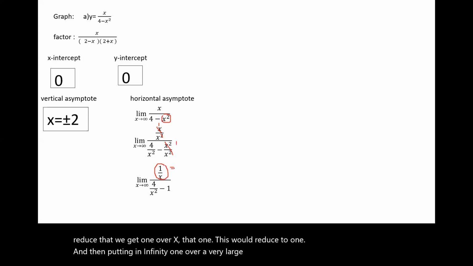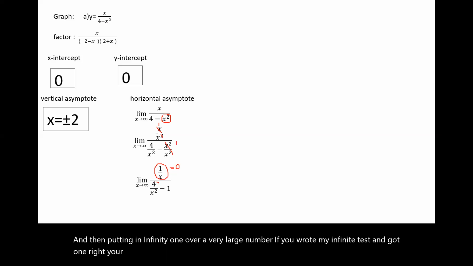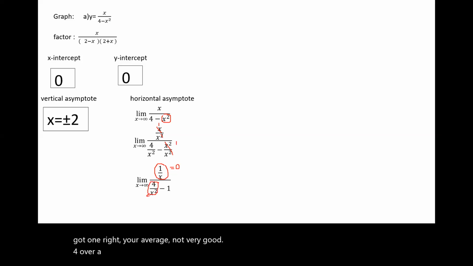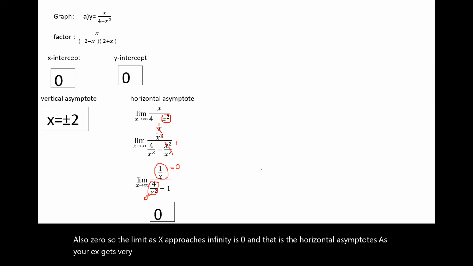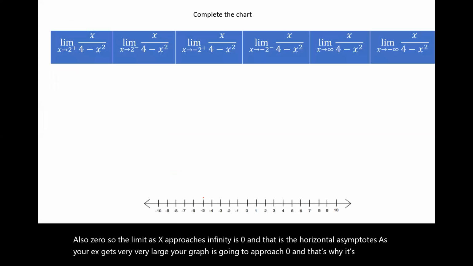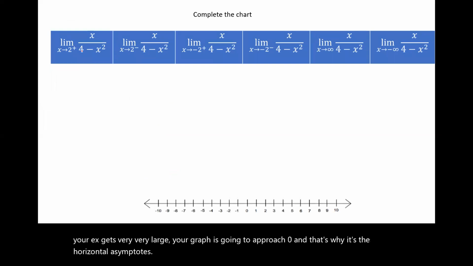If you wrote my infinite test and got 1 right, your average is not very good. 4 over a very large number, also 0. So the limit as x approaches infinity is 0, and that is the horizontal asymptote. As your x gets very, very large, your graph is going to approach 0, and that's why it's the horizontal asymptote. Let's talk about how the limits come in.